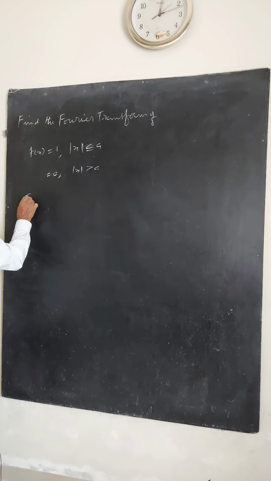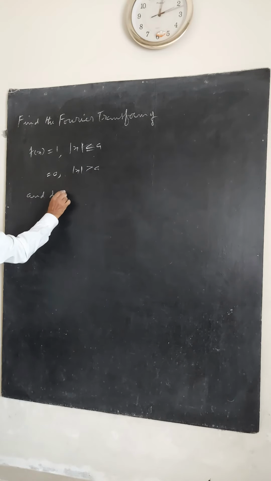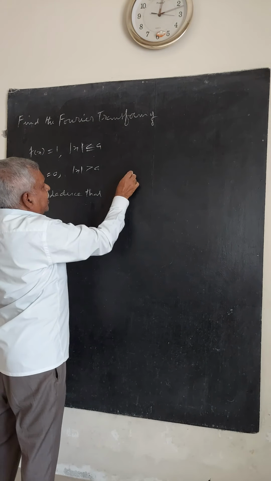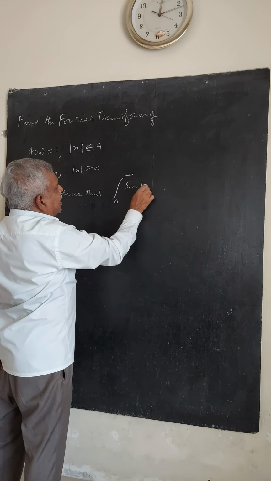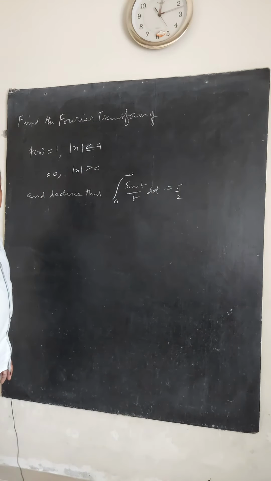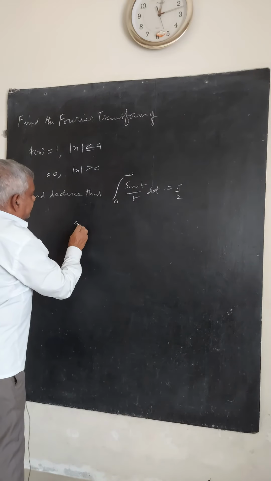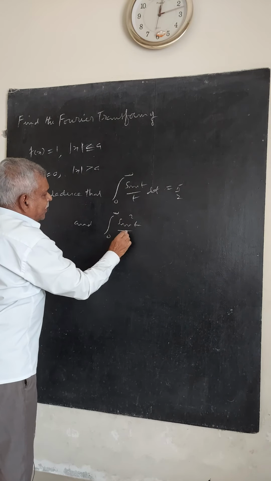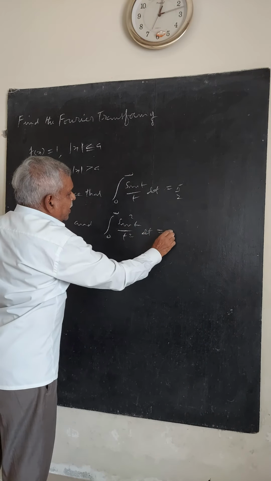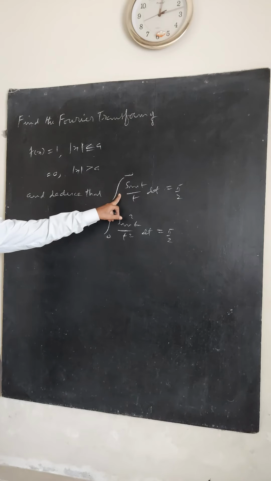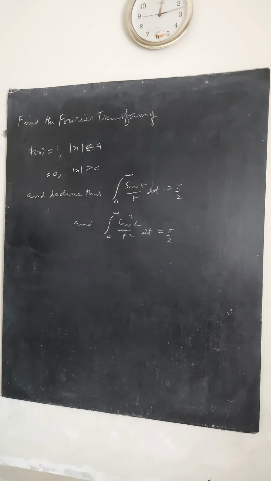See, and deduce that integral 0 to infinity sin t by t dt equal to pi by 2, the same previous sum. And 0 to infinity sin square t by t square dt equal to the same pi by 2. The second result we will prove by Parseval's identity. It will come later. Now we are only going to see this first proof.